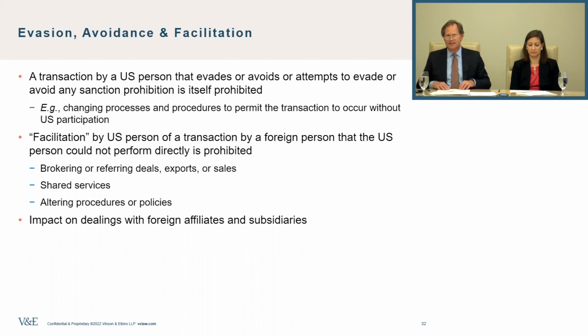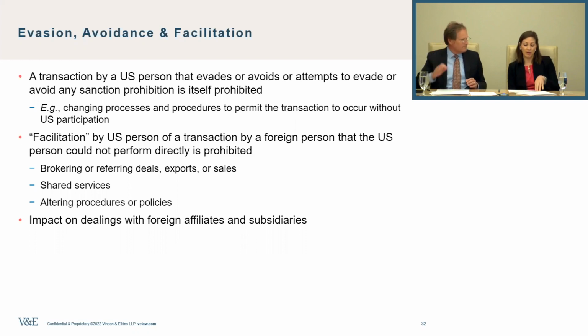And then facilitation by a U.S. person is illegal. You can't facilitate. You can't let things happen that otherwise couldn't have happened. You can't refer a matter that you couldn't do because of sanctions to somebody who could.